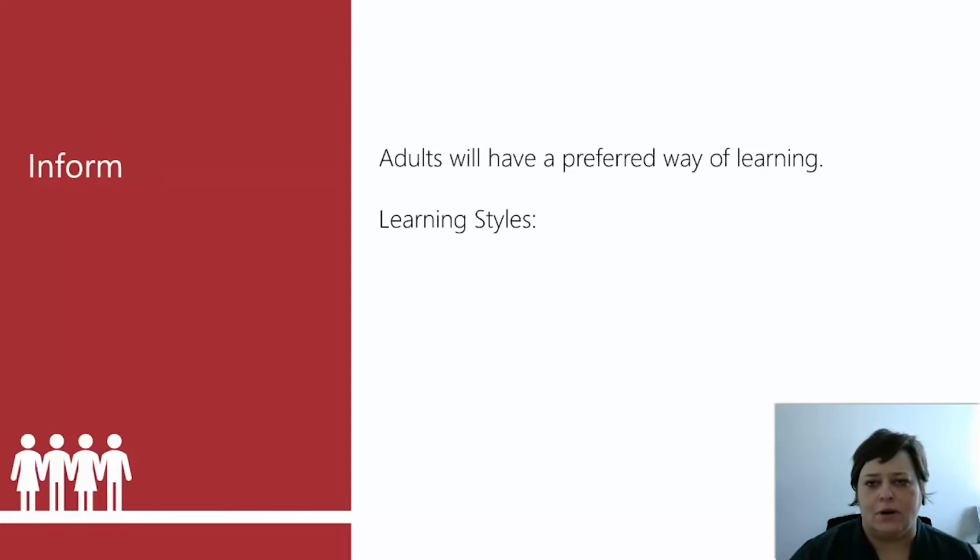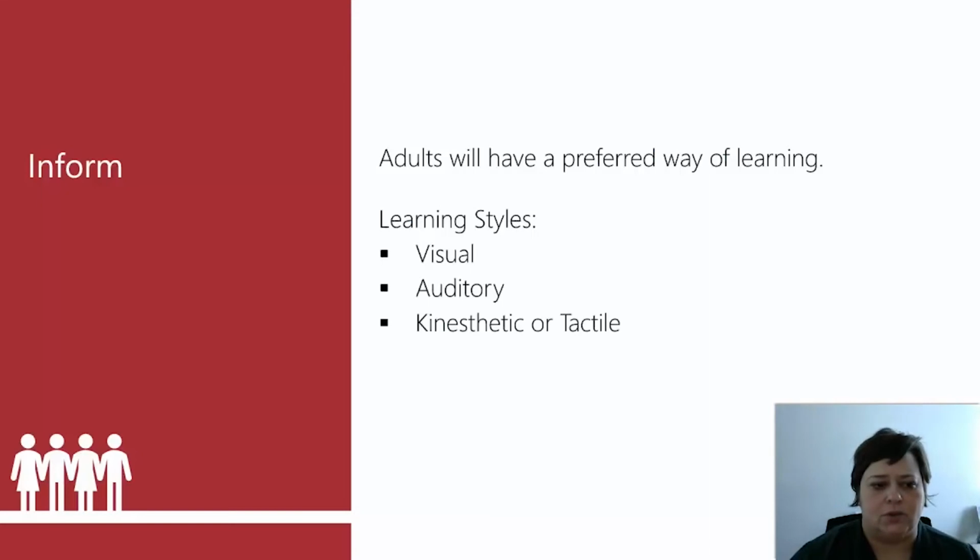With inform, what we're talking about there is making sure that you teach to your learner's preferred learning style. Every adult has a preferred learning method, whether it's visual, auditory, kinesthetic or tactile, or experiential. And more often than not, the adults will use any of these styles, just depending on what they are learning.